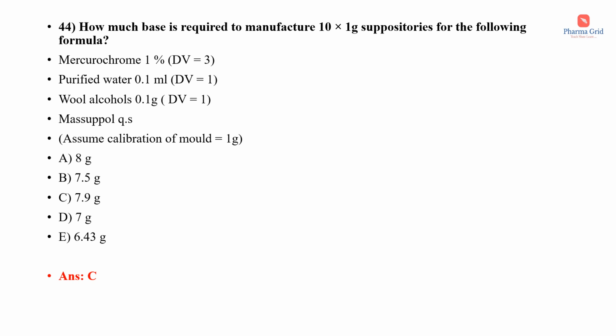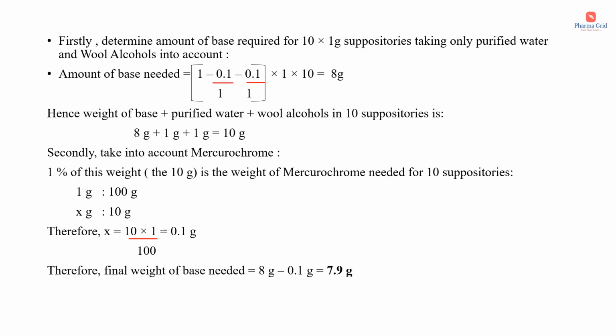Let's see how we will do this calculation. We have three constituents in this formula: mercurochrome, purified water and wool alcohol. Firstly, determine the amount of base required for 10 suppositories of 1 gram each, taking only purified water and wool alcohol into account. Leave the mercurochrome for now; we will use it in the next step.